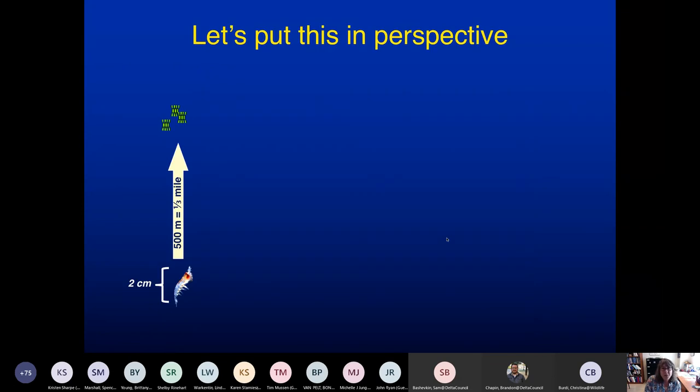The first thing I want to do is just put this migration in perspective so you can get an appreciation for how astounding it really is. So let's say we have a couple centimeter krill here in the ocean, and that's migrating as much as, say, 500 meters up into the surface waters at night to feed on phytoplankton. So that's about a third of a mile. And that's about 25,000 body lengths that this little animal is traveling.